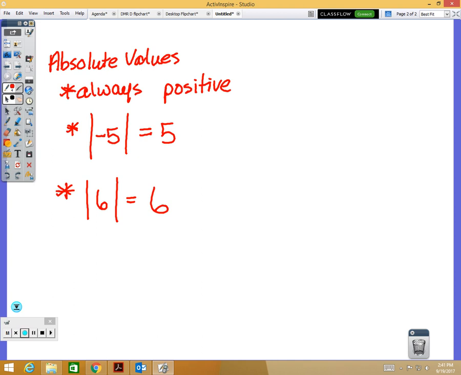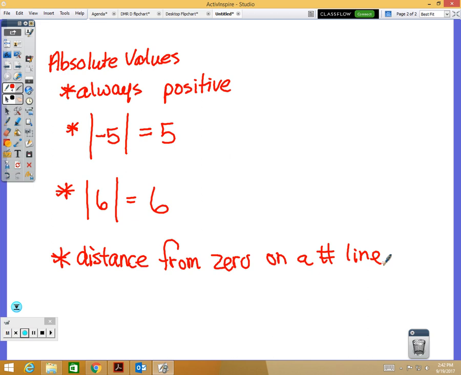Okay? Now, do you know the technical definition for absolute value? All right. So the technical definition for absolute value is the distance from 0 on a number line. All right. So -5 is 5 places away from 0 on a number line. 6 is 6 places away from 0 on a number line. That's really what that means. Okay? All right, so I just wanted to review what absolute values meant, what the symbols looked like, so that you are comfortable with that.